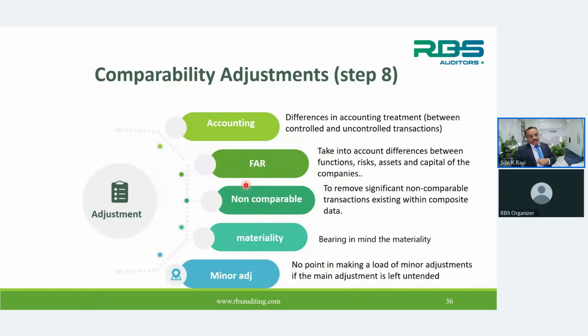In step number 8, it talks about the comparability adjustment. That means if you want to make an accounting adjustment, where one transaction relates to one method of accounting and another uncontrolled transaction uses another method of accounting, then you have to do the adjustment. Then function risk analysis, then non-comparable transactions, you have to see, then materiality, then minor adjustment. If it is not a material figure, then no need to do any adjustment. So you have to see the materiality level, accounting impact, and function analysis, then only can you do the comparability adjustment.